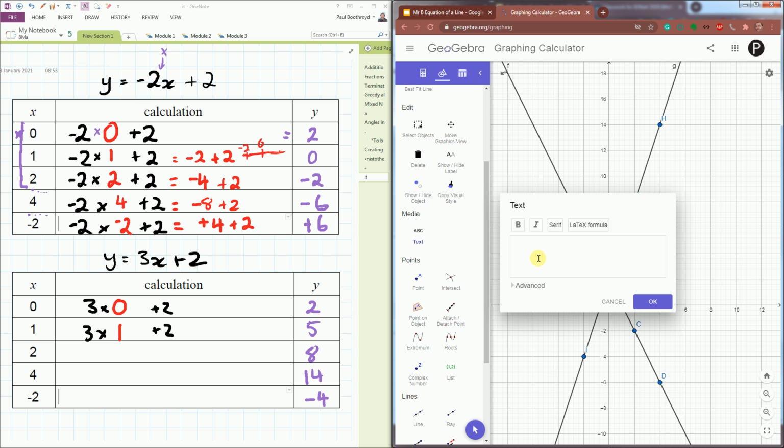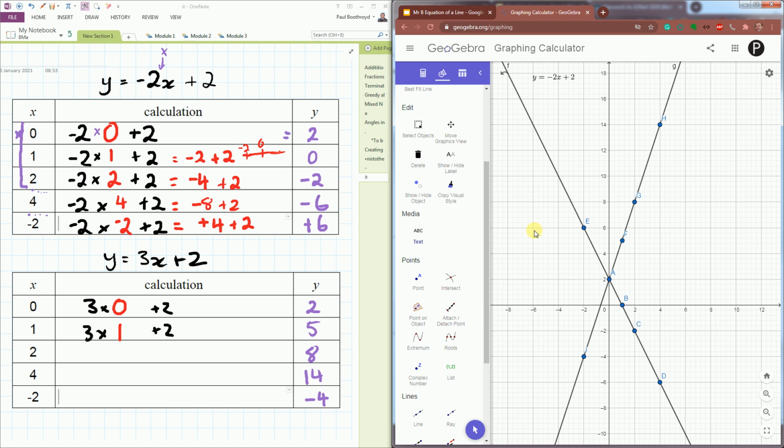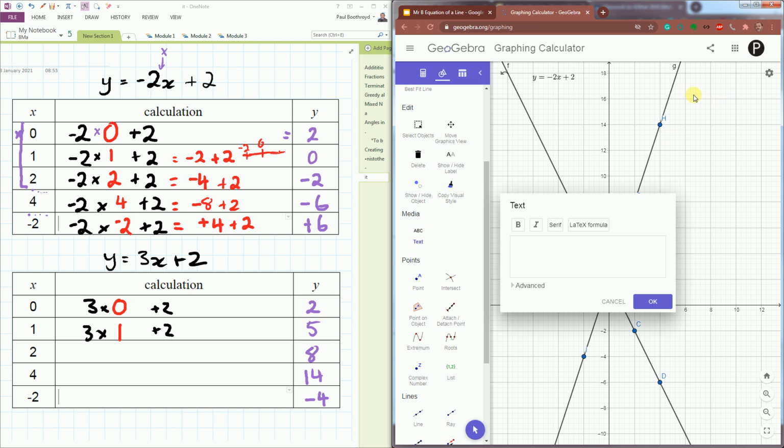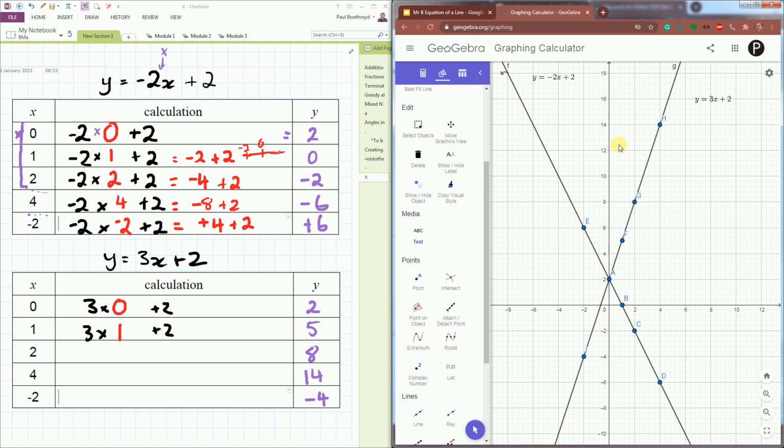And what you're going to say is that first line was y equals minus 2x plus 2. If you want to make it look fancy, press LaTeX formula and it will draw it nicely. I can also put text on the other one. And that one was y equals 3x plus 2. And if I say LaTeX formula, it will print it nicely for me. That's then my graph, and I need to copy and paste that.